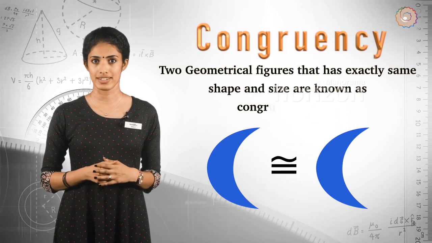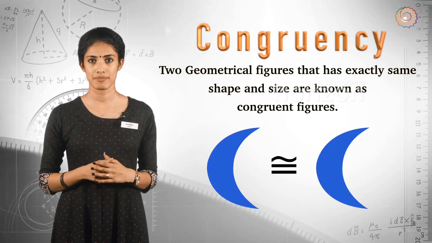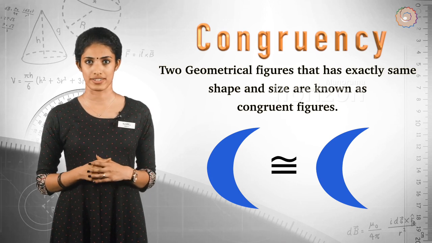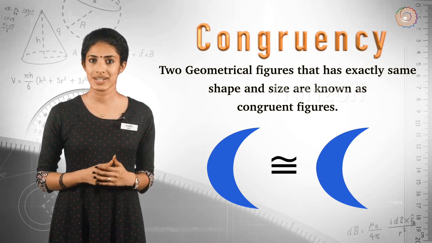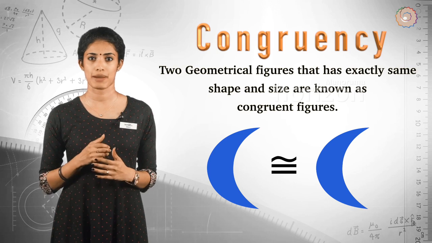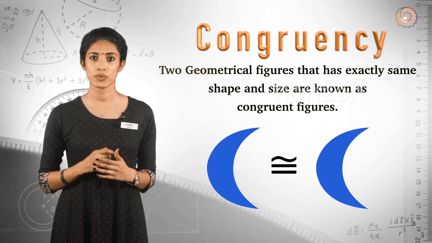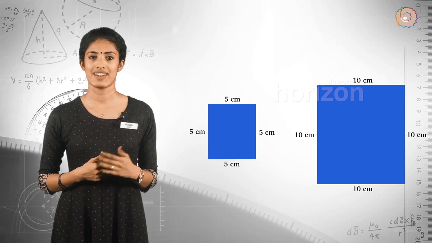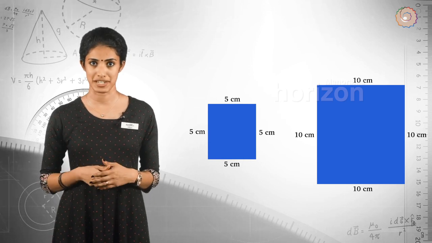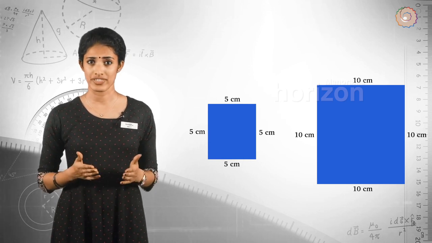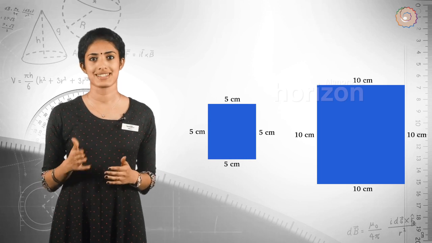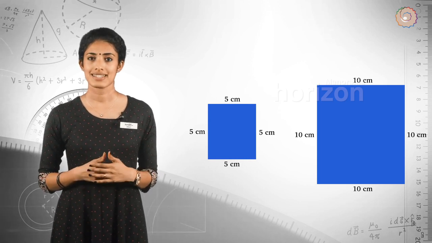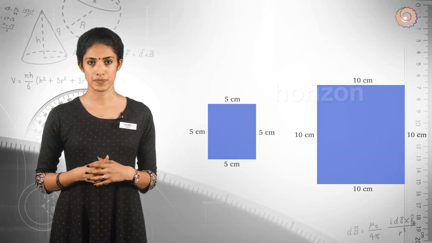Two geometrical figures that have exactly the same shape and size are known as congruent figures. The congruency symbol is as shown, with an approximate symbol and an equal sign under that. Here we have two squares of length 5 cm and 10 cm. We know that both figures are of the same shape but not the same size. Hence, they are not congruent to each other.